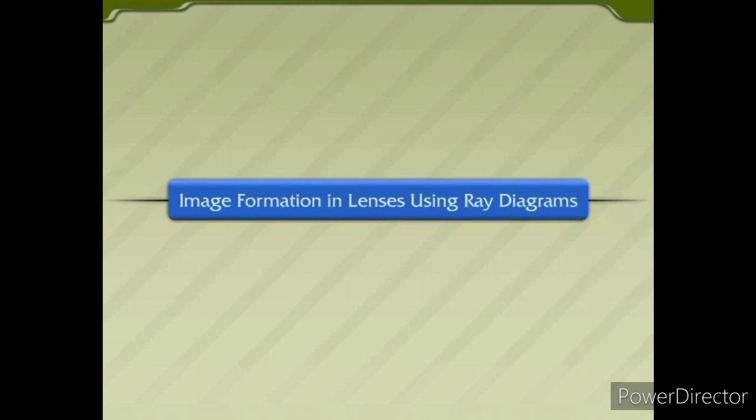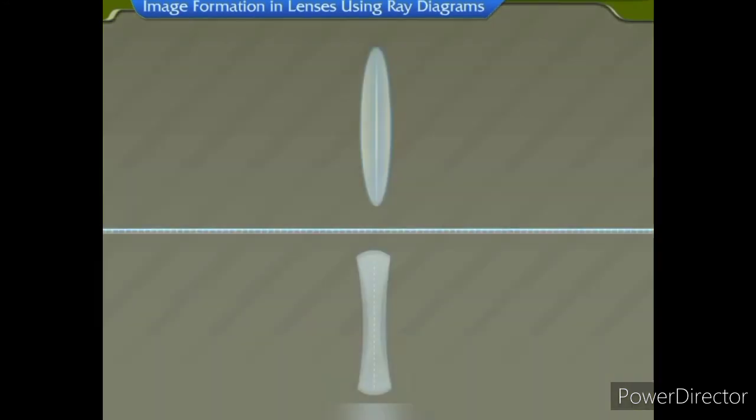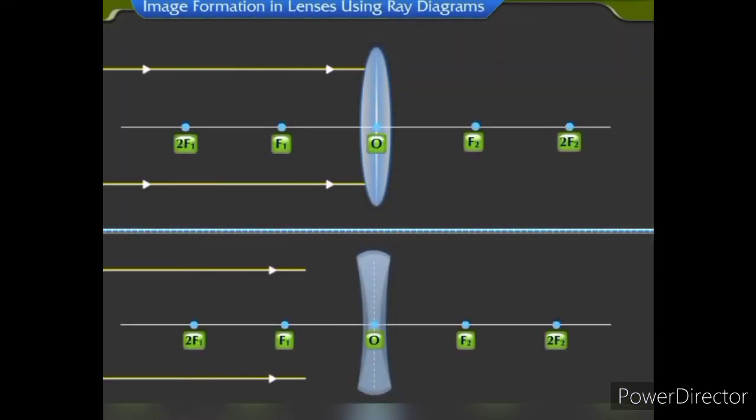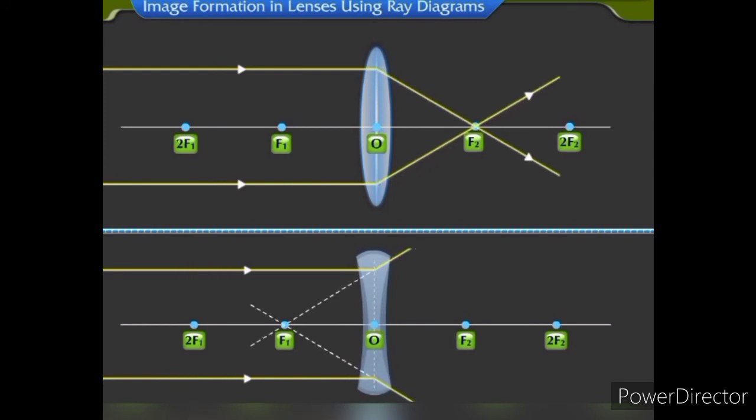Image formation in lenses using ray diagrams. The information about position, relative size and nature of the image formed by lenses can also be obtained by drawing ray diagrams. The ray diagrams are drawn following certain rules. Let us see what are the rules followed for drawing ray diagrams for the formation of images by convex and concave lens.